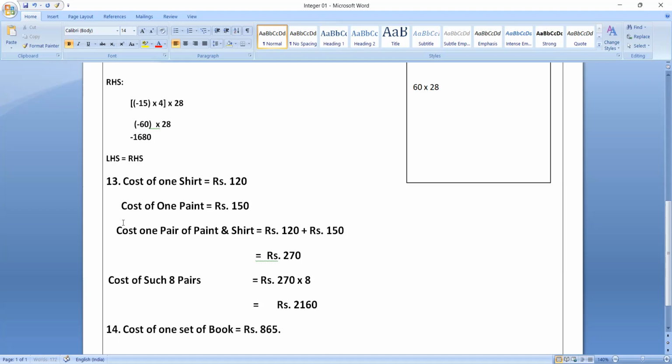Now what we have to do? Cost of 35 such sets of books क्या होगा? रुपीज 865 into 35. Now my dear students, you have to multiply this by hand. 865 into 35. Now let's see that.